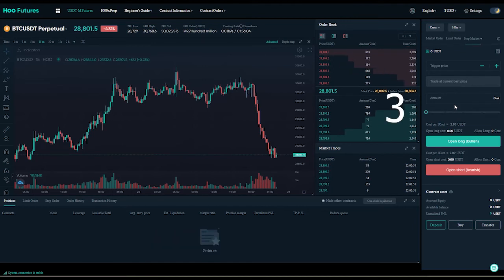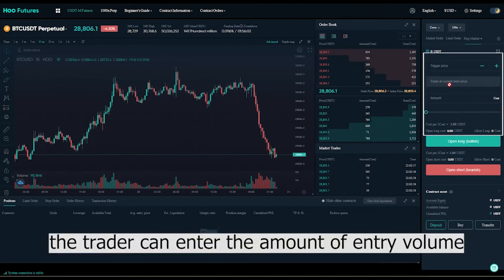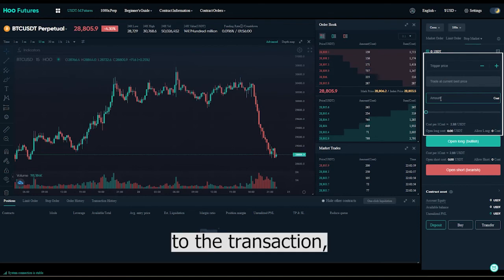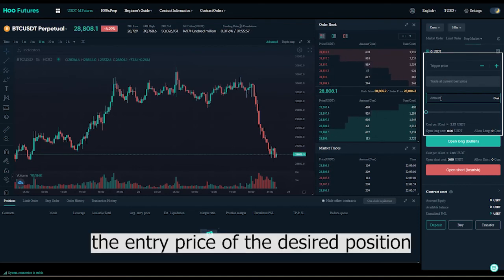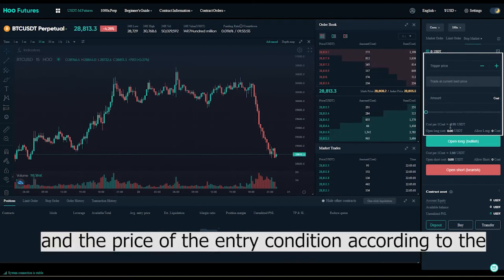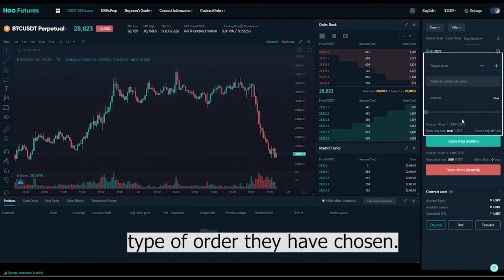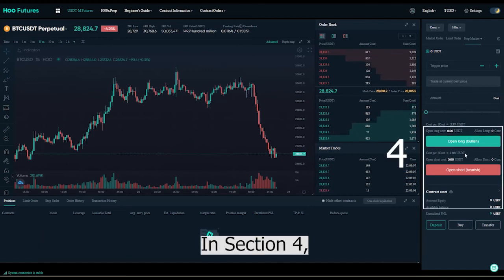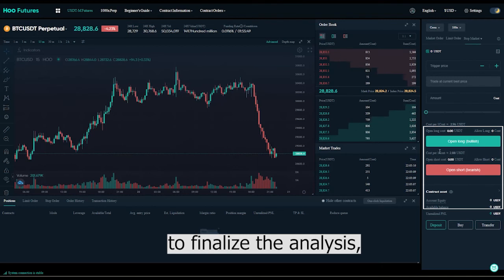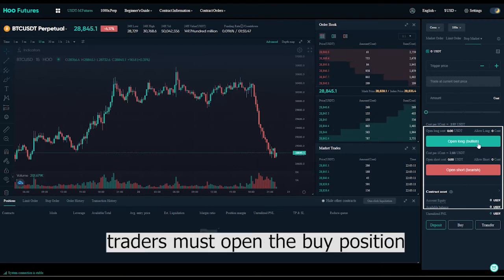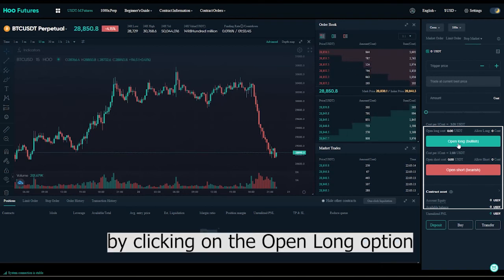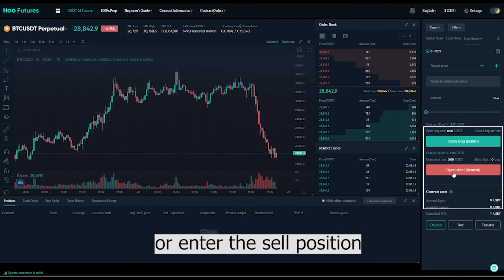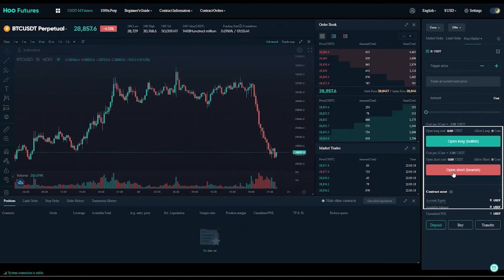In Part 3, the trader can enter the amount of entry volume to the transaction, the entry price of the desired position, and the price of the entry condition according to the type of order they have chosen. In Section 4, to finalize the analysis, traders must open the buy position by clicking on the Open Long option or enter the sell position by tapping the Open Short option.